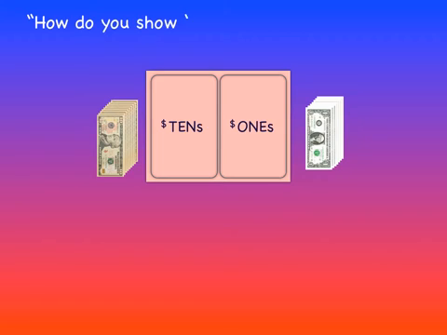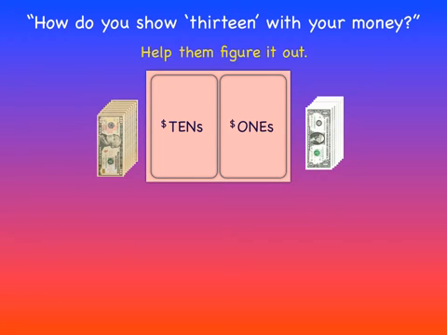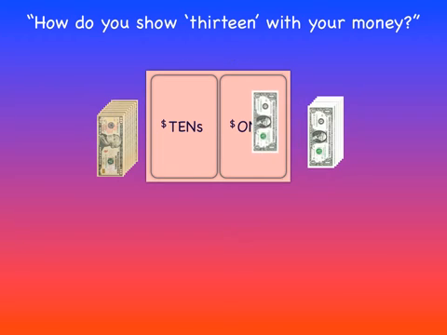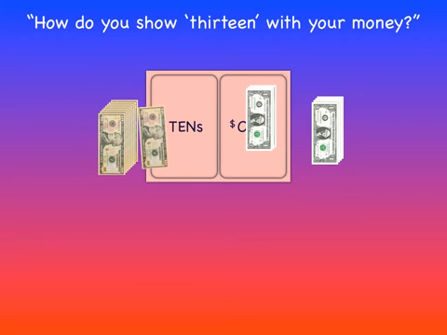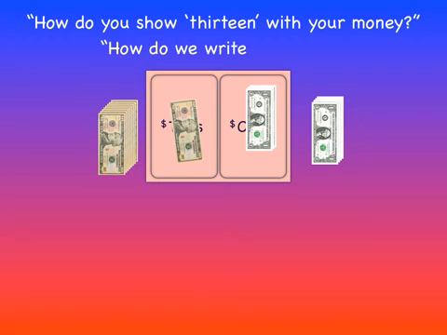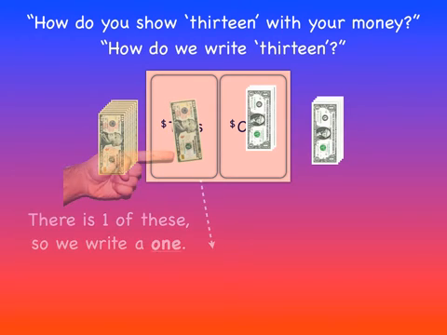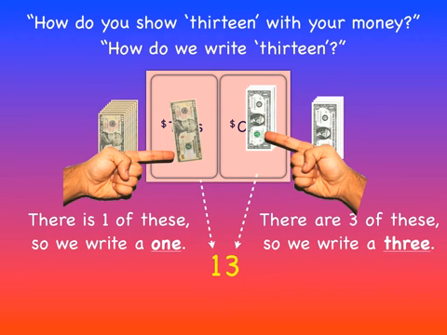But how do you show 13 with your money? How many ones will we need? 1, 2, 3. Do we need a 10? Yes, we do. How do we write 13? There's 1 of these, so we write a 1. There's 3 of these, so we write a 3. 10 and 3 more is 13.